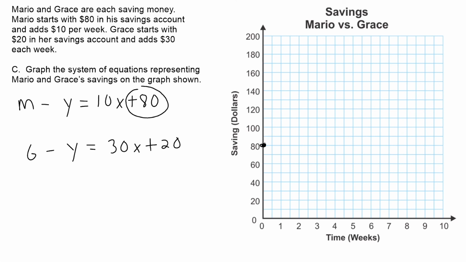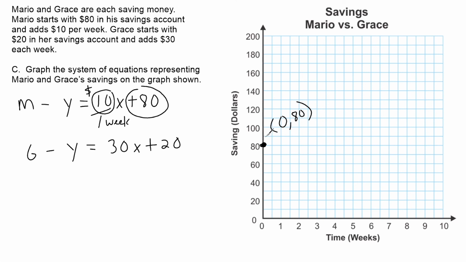So basically what we're saying is for Mario at 0 weeks, if I put that as a point, he would have $80 in the bank. Now, from that point, we can take advantage of the slope, which is right in front of the x. Now, remember, if you have a single number here, just put a 1 on the bottom so you understand that you would go up 10 units and over 1. In this case, it would be up $10 and over 1 week. So from this point here, we're going to go from $80 to $90, and then we're going to go over 1 week.